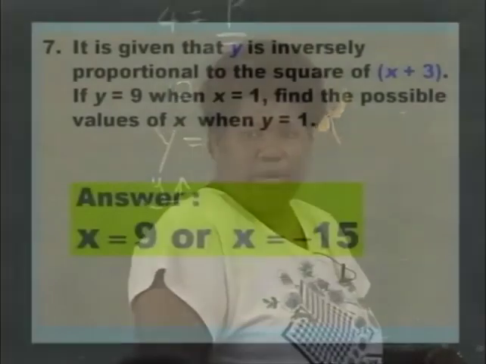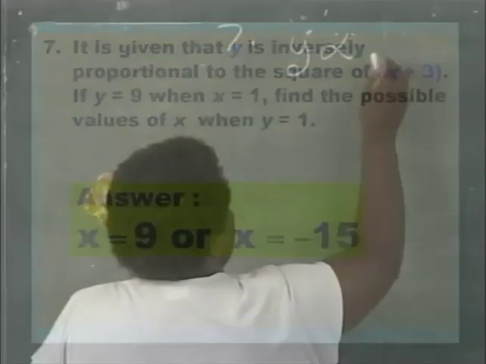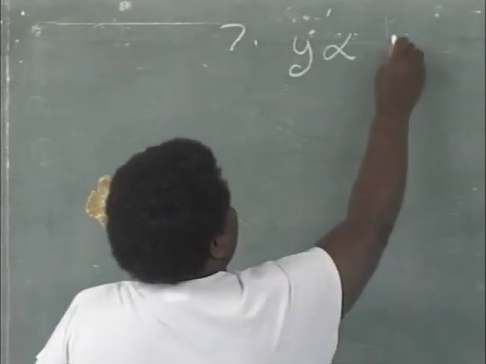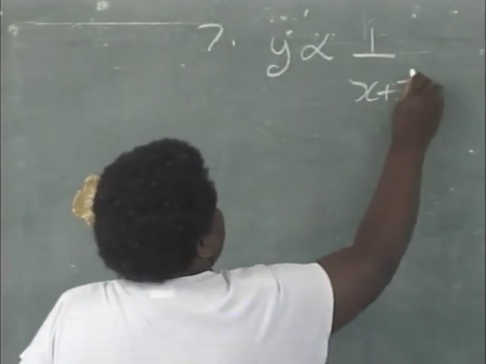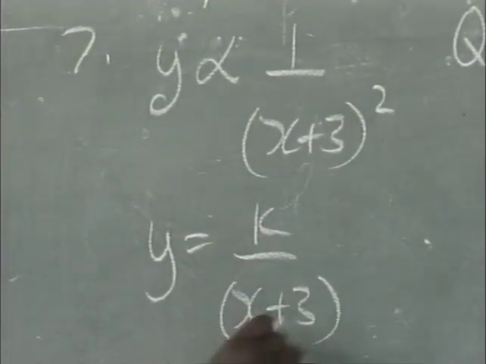Does anyone want to know how we got 9 or negative 15? Otherwise, if you all know, we won't bother. Do you want me to do it on the board? Right, number 7. Y varies inversely as the square of x plus 3. Y is equal to k over x plus 3 squared.